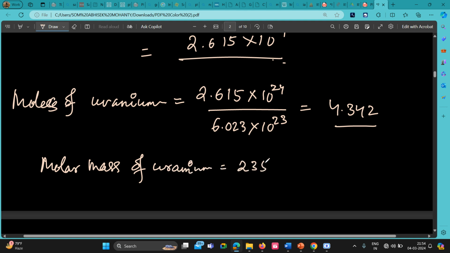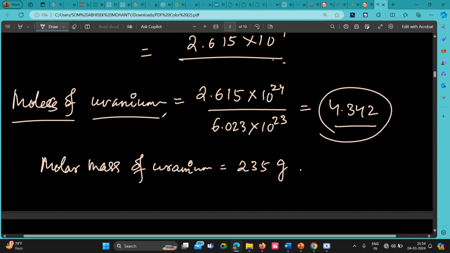235 gram. So what will be the mass of uranium? This is the number of moles, 4.342 moles of uranium. The molar mass of one uranium is 235 gram. So what will be the whole mass?